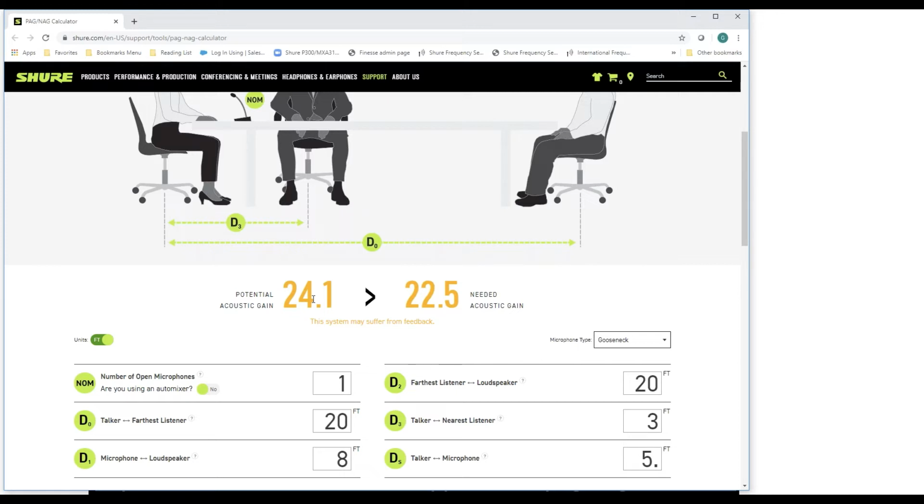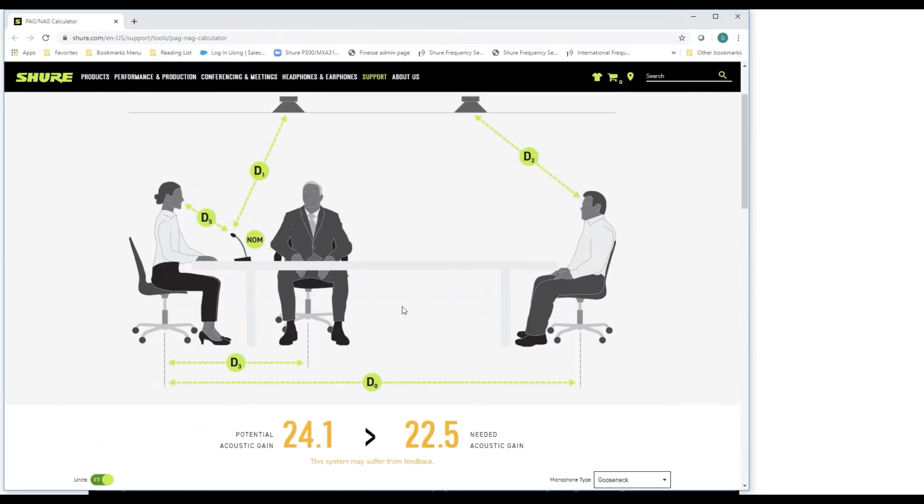You do like to build in what we call a feedback stability margin of 6 dB. The reason you do that is you typically don't want to be running your sound system right on the edge of feedback. And if the variance between the potential and needed acoustic gain is less than 6 dB, you're skating right on that edge where you might just barely be getting into feedback. So we like to be a little bit greater than that. Let's look at some other things we can do.